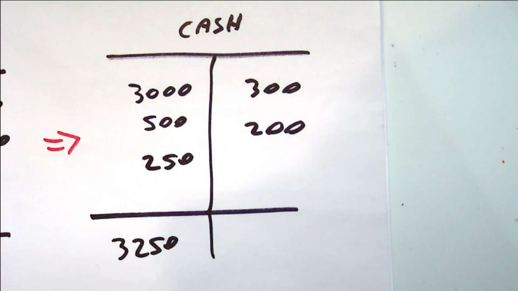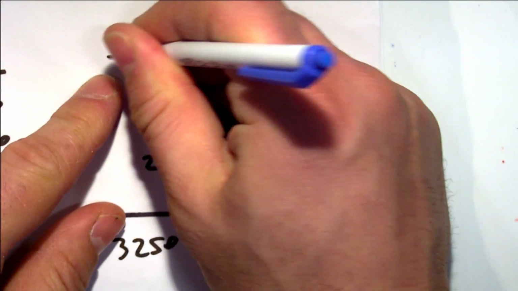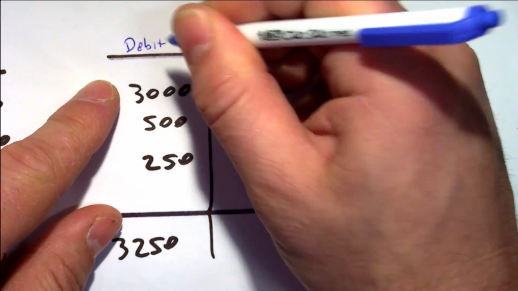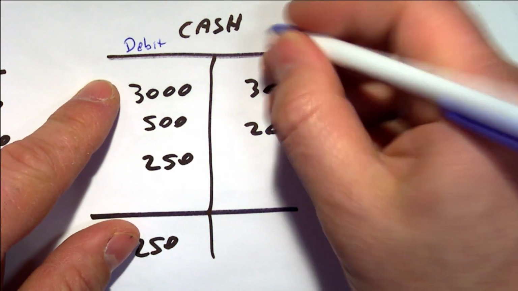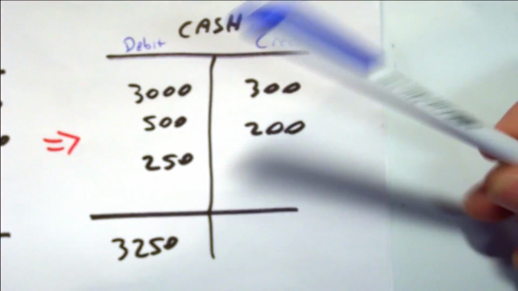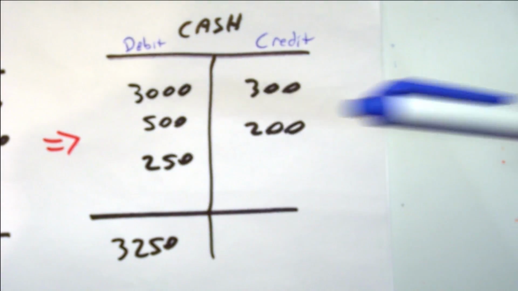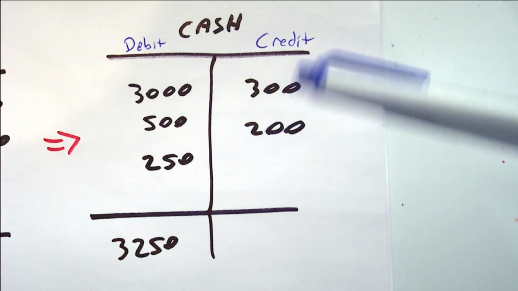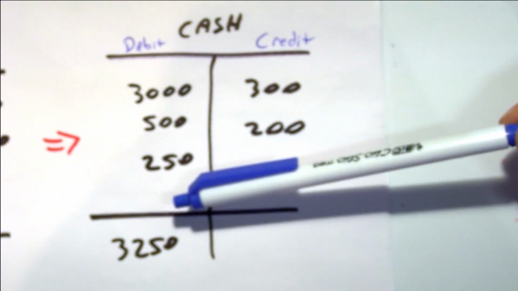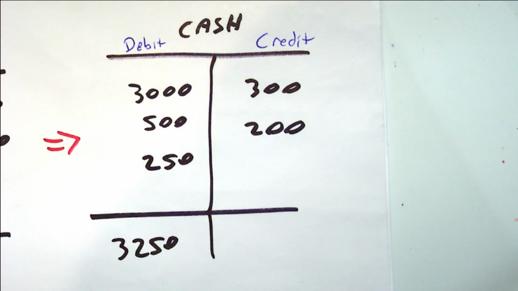Well, the left side of a T account is called the debit side, D-E-B-I-T. The right side of a T account is called the credit side. Did I say that right? The left side is the debit side. The right side is the credit side. Okay? Cool? Now, let's take a time out here.